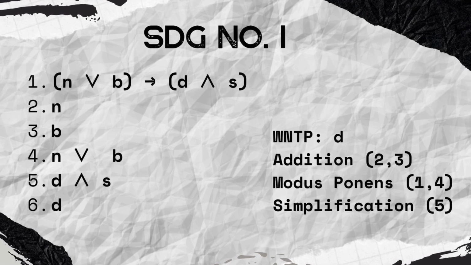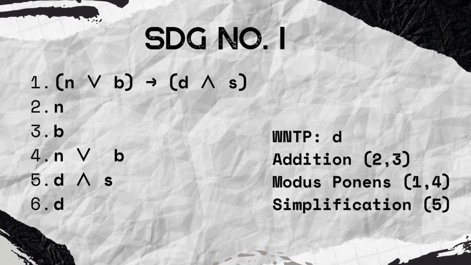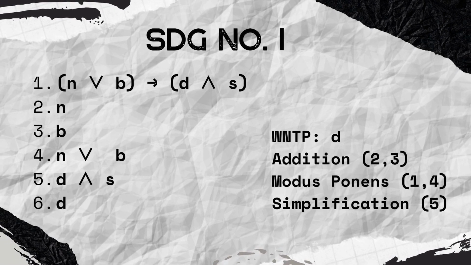Since we have already cited the different hypotheses, we are now going to translate them into their symbolic form. Hypothesis number 1. N or B implies T and S. Hypothesis 2, N. Hypothesis 3, B. And we need to prove T. The first step that we are going to use is addition. We are going to add hypothesis 2 and hypothesis 3. Therefore, we'll end up with N or B.